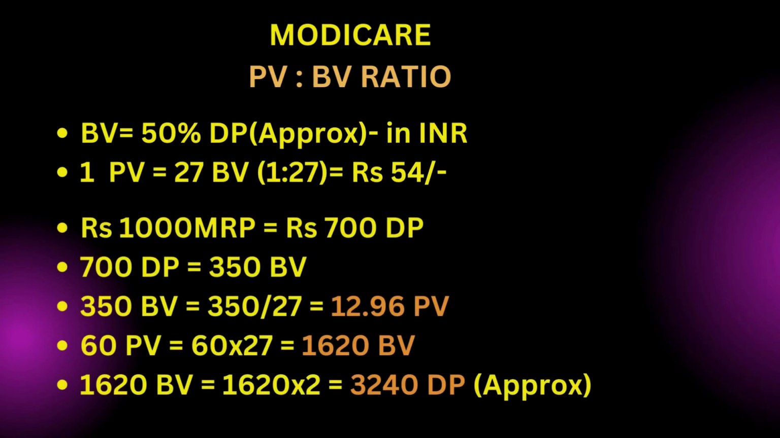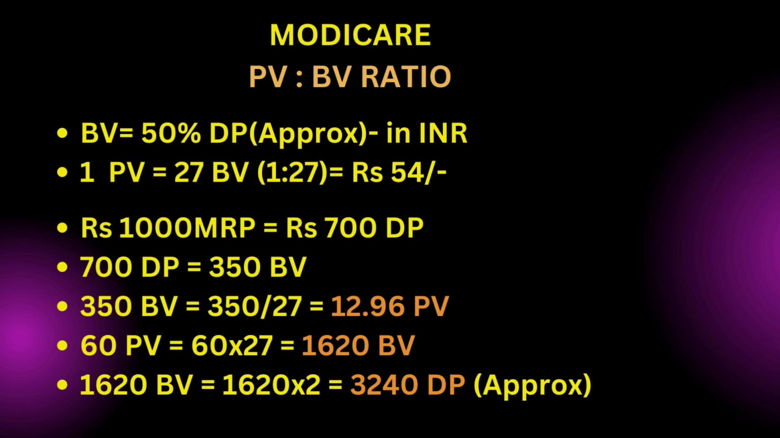Next, let us understand the PV-BV ratio. You understood what is BV, and what is PV. Now, let us understand the ratio between the two. BV means 50% of approximately the DP price, that is approximately 50% in INR. 1 PV is equal to 27 BV, so 1 is to 27. So 1 PV is equal to rupees 54 INR. BV is 50% of DP, and 1 PV is 27 BV, which is rupees 54 INR.